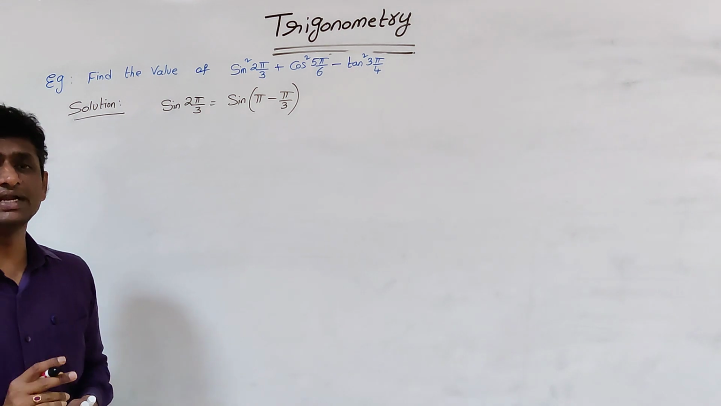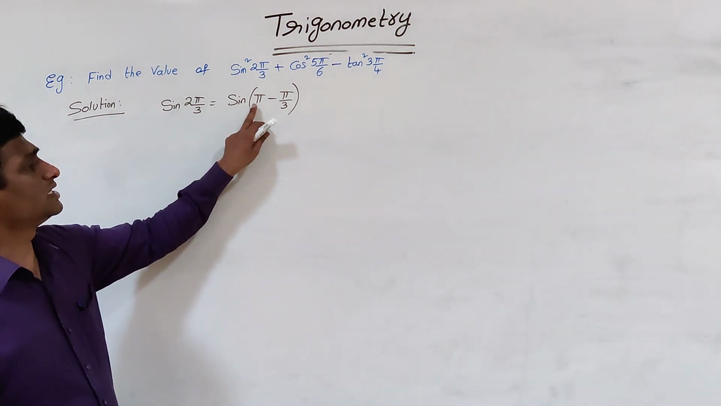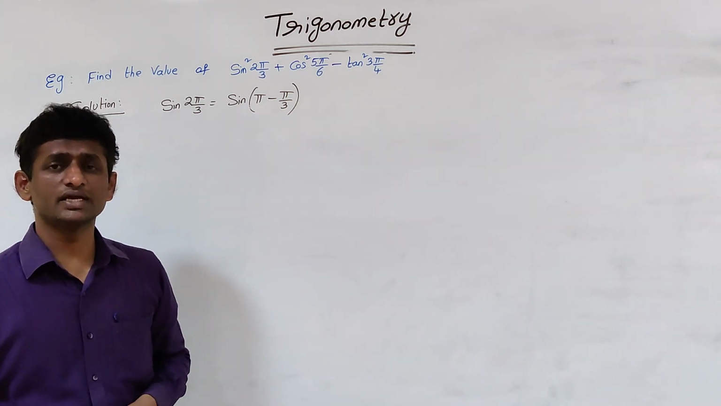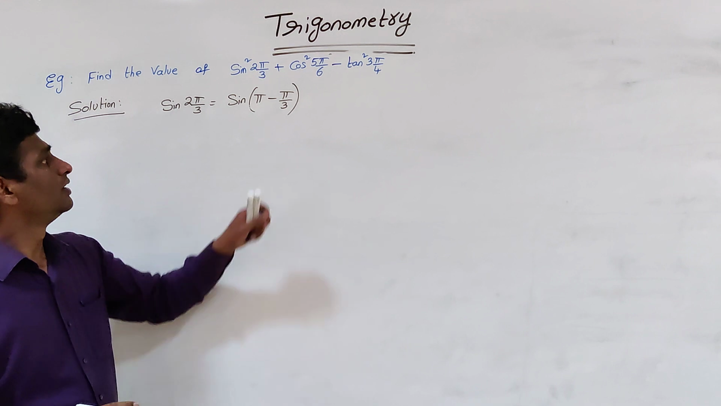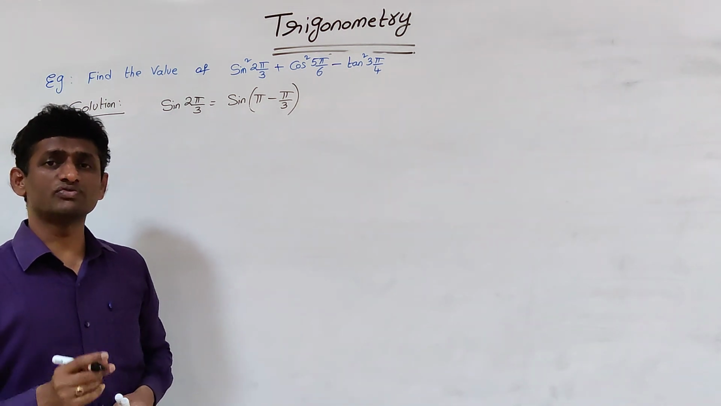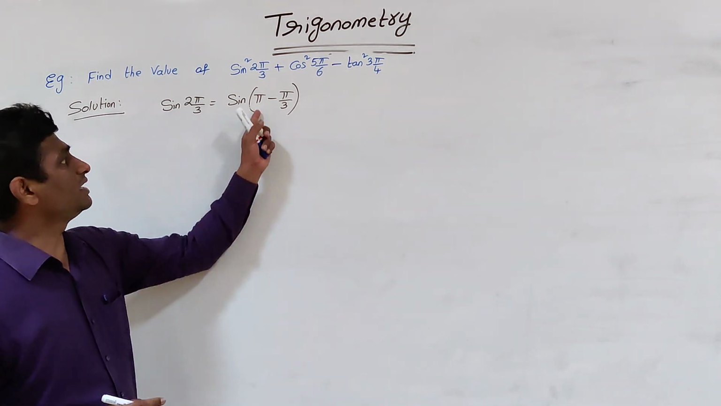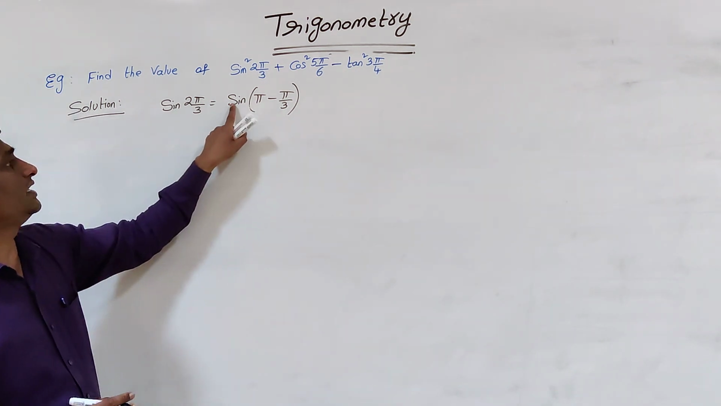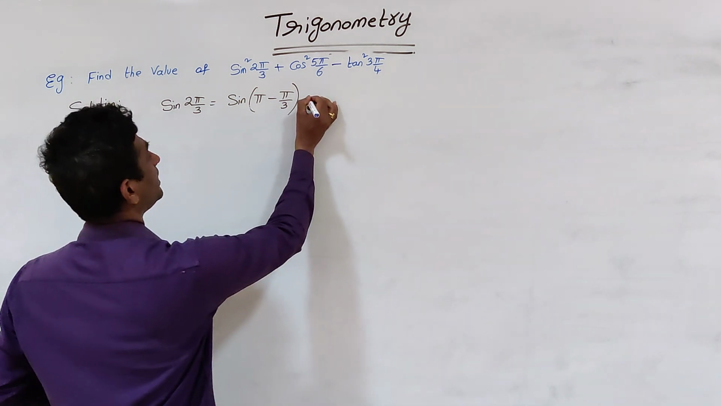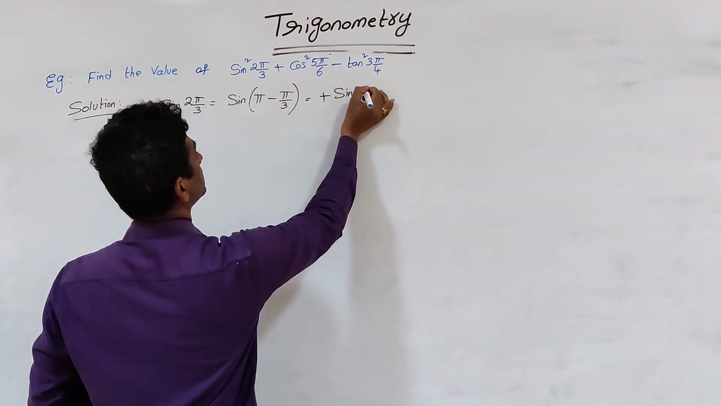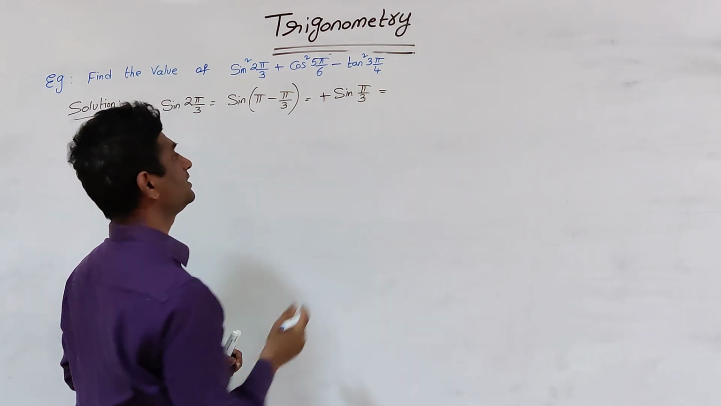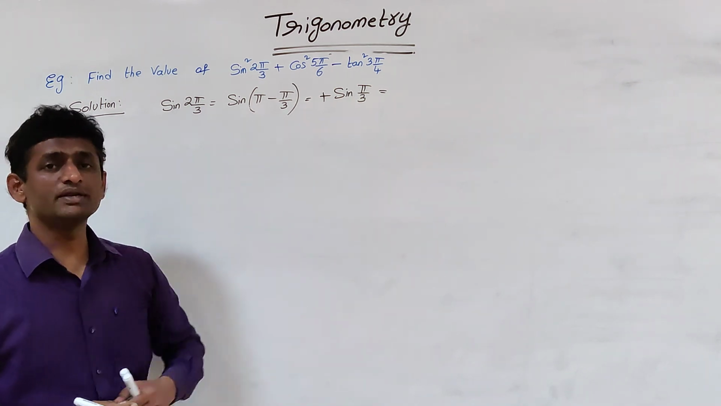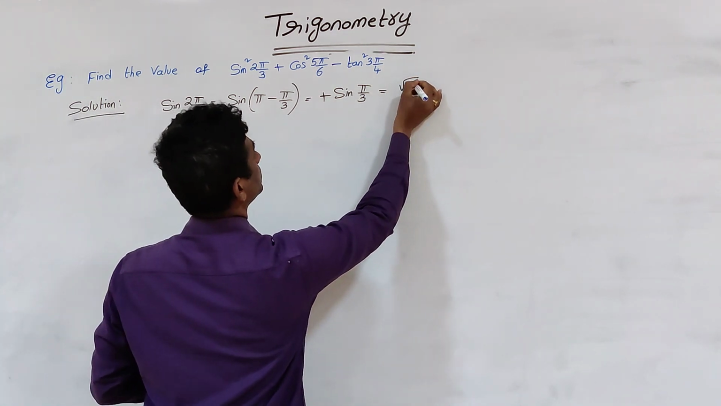Pi means it is 180 degrees. So it is in the form of 180 minus theta. What will be sine of 180 minus theta? It is plus sine theta, because pi is an even multiple of 90 degrees, and 180 minus theta lies in the second quadrant. In the second quadrant, sine is positive. So it will be plus sine pi by 3. Pi by 3 is equivalent to 60 degrees. So what is the value of sine pi by 3? It is root 3 by 2.